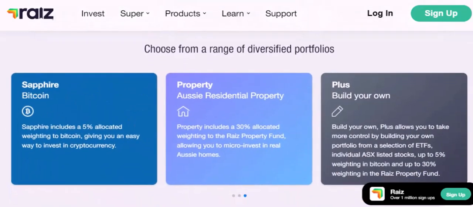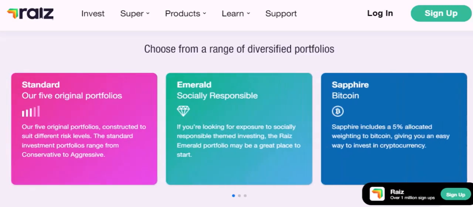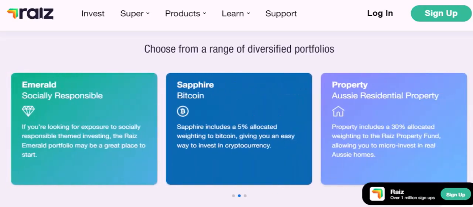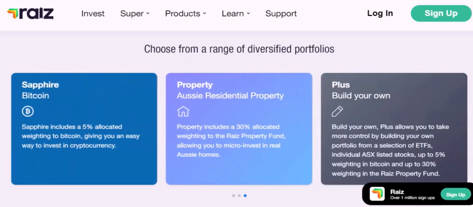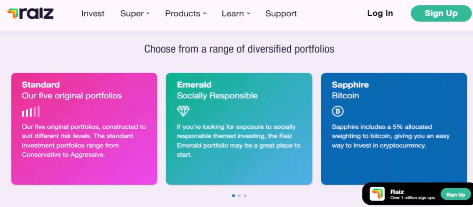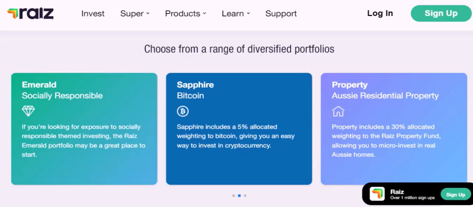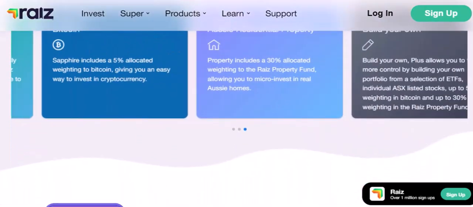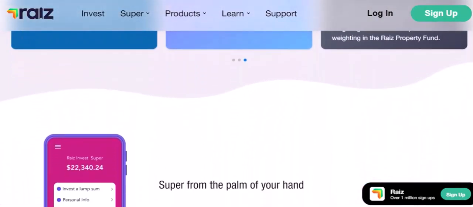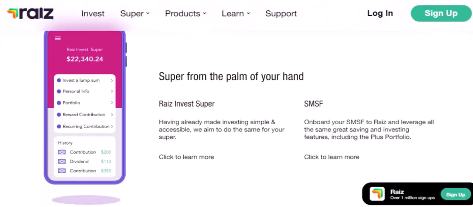Understanding these fees is vital because they directly impact your investment returns. While the fees might seem small, over the long term, they can eat into your profits. That's why it's always a good idea to factor in these costs when evaluating the overall value proposition of any investment platform.